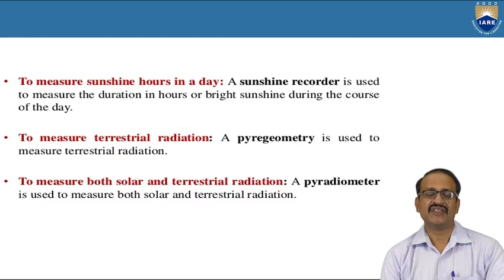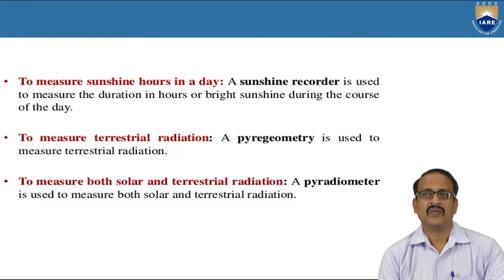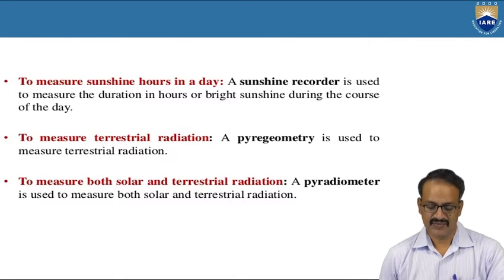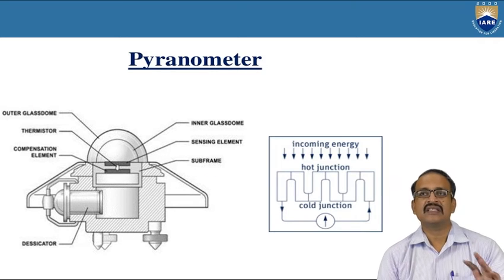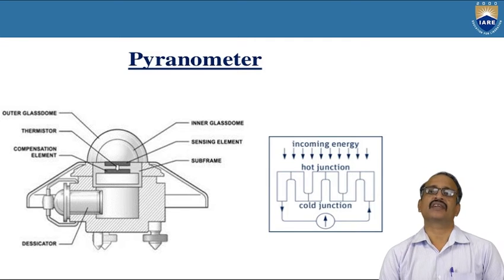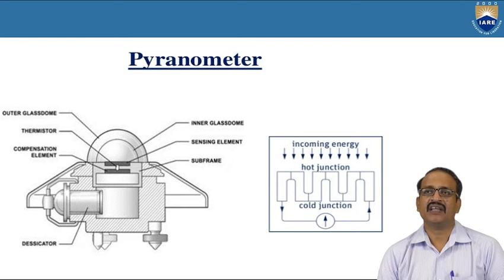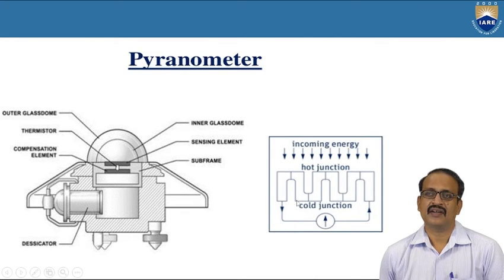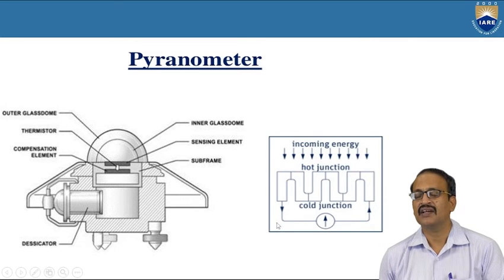To measure the terrestrial radiation, a pyrgeometer is used, and a pyradiometer is used for both solar and terrestrial, that is, extraterrestrial and terrestrial radiation. Actually, a pyranometer has two junctions, a cold junction and a hot junction. So that is the incoming energy, and this is the hot junction and cold junction. Here will be a measurer. So actually this will give the energy.